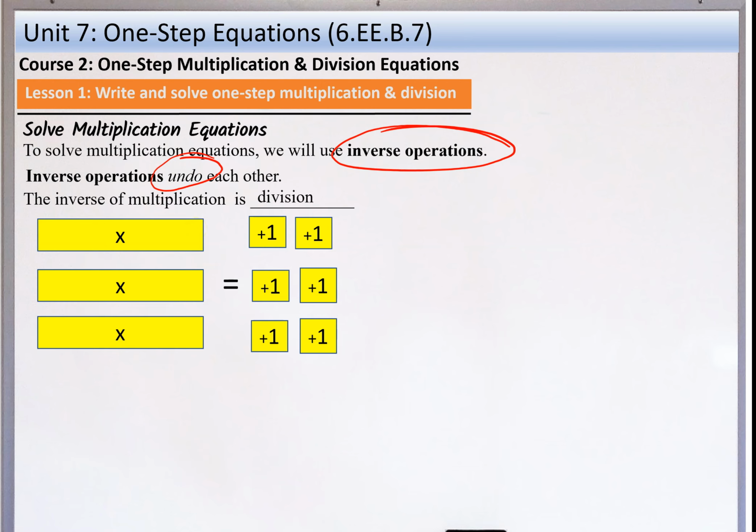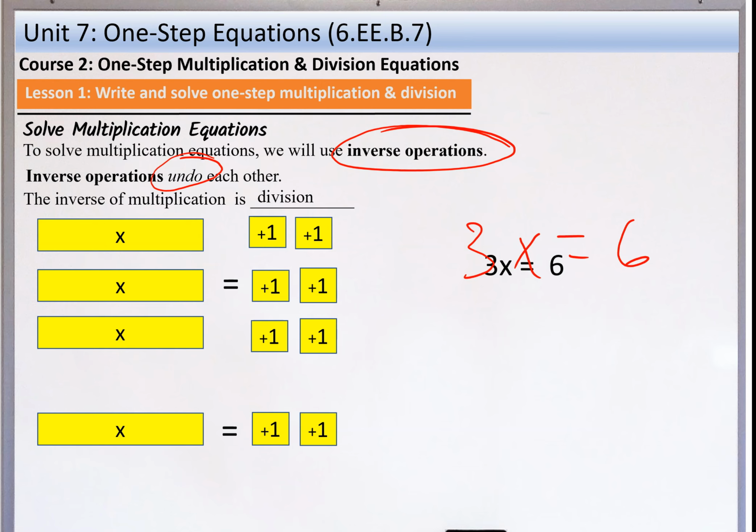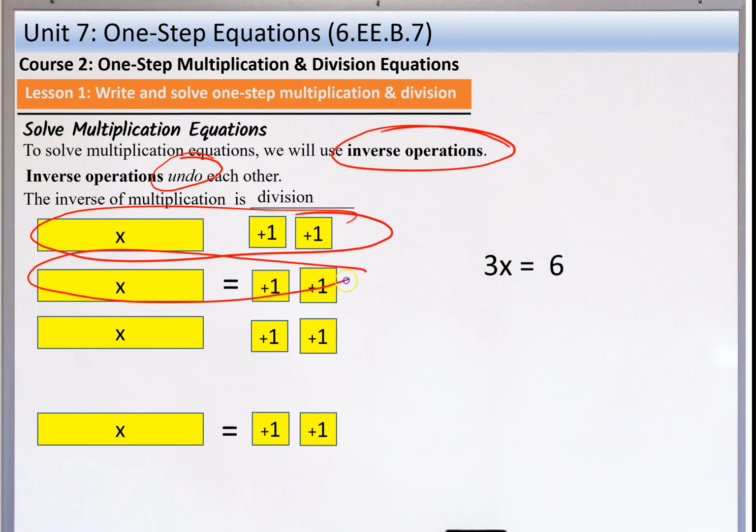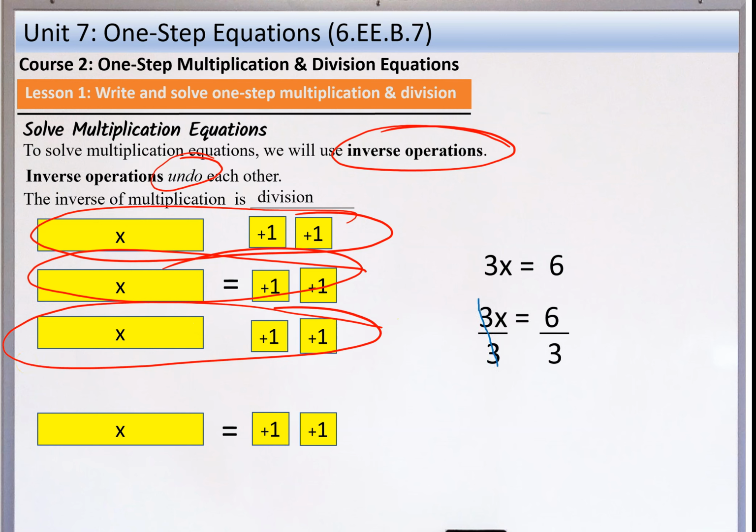So if we had, in this case, 3x equals 6, or 3 times some number x equals 6. Now we know it's 2, but if we had to solve that, what we're really doing is dividing both sides by 3. So basically if 3x equals 6, then that means that 1x has to equal 2. So we divide both sides by 3. 3 divided by 3 is 1. I'm left with 1x. 6 divided by 3 is 2.